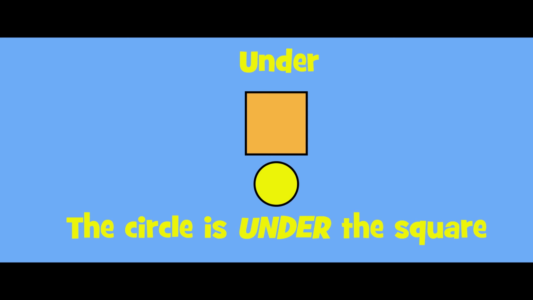The last one we have is the opposite of over. It's under. In this picture, the circle is under the square. Just like the bottom of the square and the top of the circle are not touching, we can say it's under. Just like dirt and soil is underground.